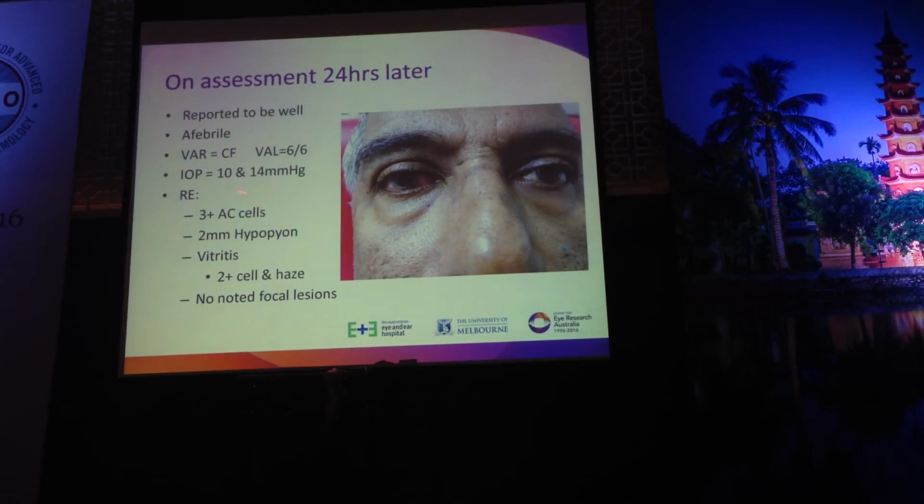And 3+ cells, and if you can see here, he's got a hypopyon here. Again, 2+ vitreal cells and haze. No noted focal lesions that could be seen, but with a vision of count fingers, you can imagine how good that view was.